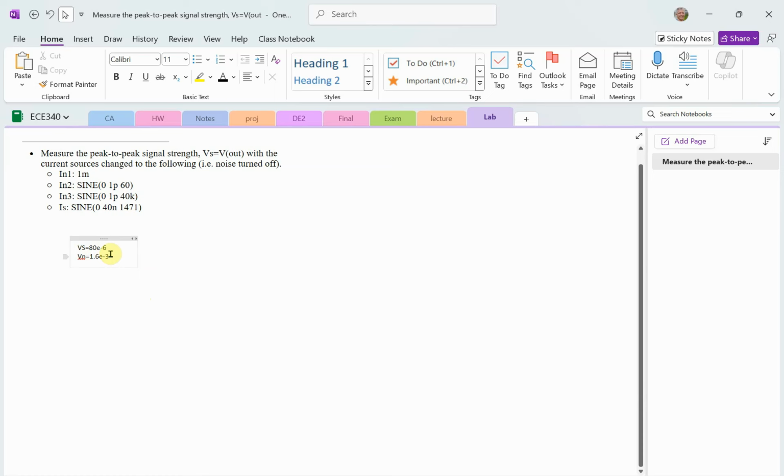The goal here is that this Vs minus this Vn needs to be greater than 200 millivolts. Obviously here our noise is actually bigger than our signal, so we're going to have to first of all amplify it, and then we're also going to have to filter it.